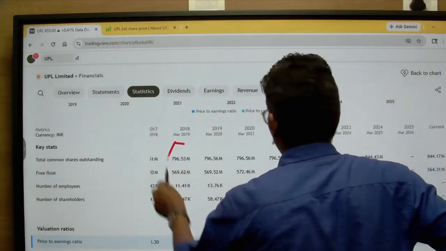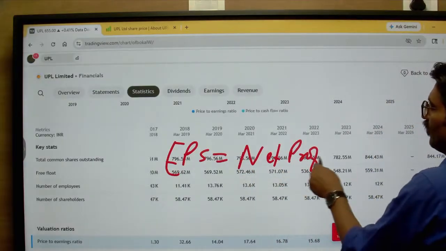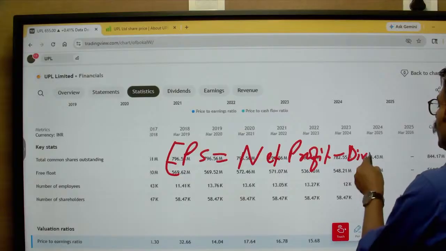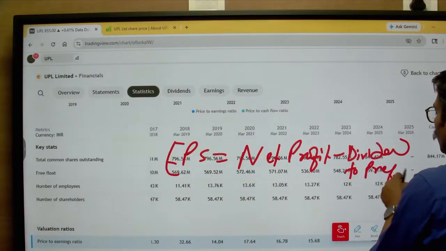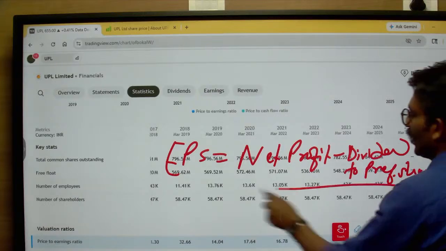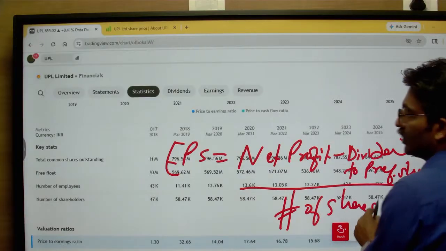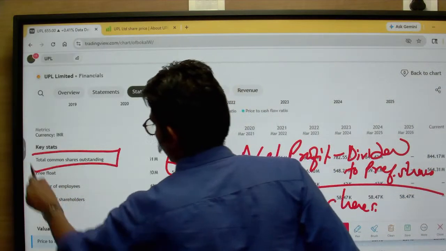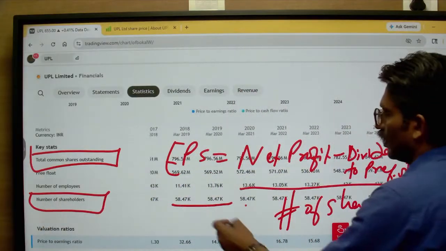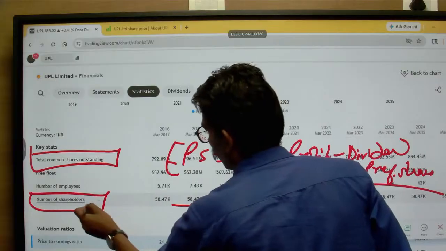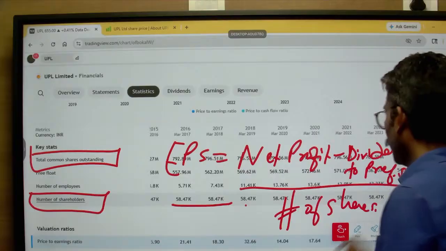So now you know where to get the EPS from. How to calculate the EPS? It is nothing but your net profit minus any dividend to preference shareholders, correct? Do you agree? Yes or no? And divided by the number of shares, not shareholders. Number of shares and shareholders are different. This is the number of shares. The total number of shareholders is something else. Clear now? I am not bothered about the number of shareholders. I am bothered about the number of shares. That's how you calculate. Now that is what they teach.